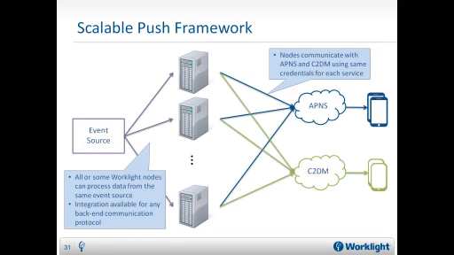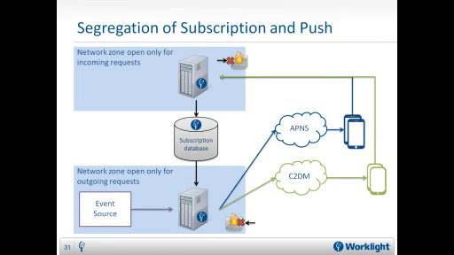Now, the Worklight push notification architecture supports clustering to cope with high-speed notification traffic. Multiple Worklight nodes in the cluster can process data from the same event source regardless of underlying communication protocol. Each node opens a separate communication protocol with APNS and C2DM and uses the same credentials to fully exploit the capacity of the APNS and C2DM services. As you can see, this architecture is very scalable and is also very simple to manage and configure.